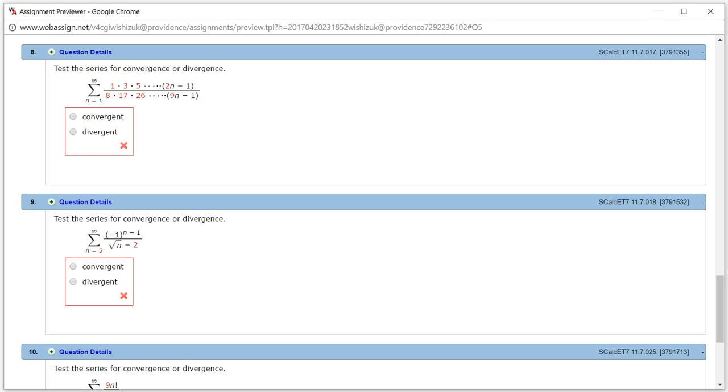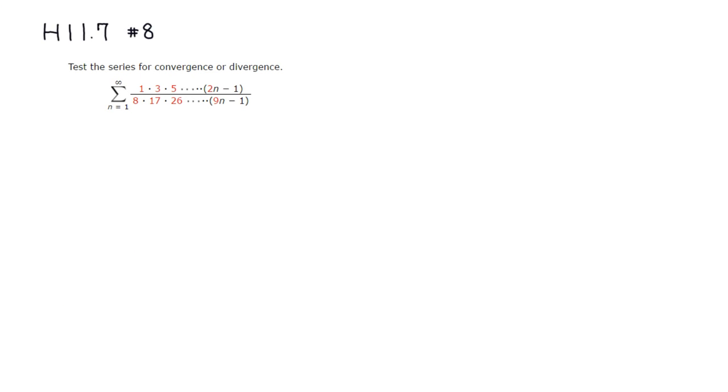All right, let's look at homework 11.7, problem number 8. Let's look at this series. It looks like you have a whole bunch of things multiplied together, so it's a great setup for a ratio test. Let's try a ratio test.